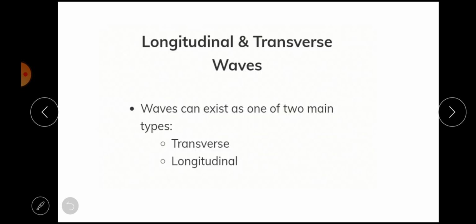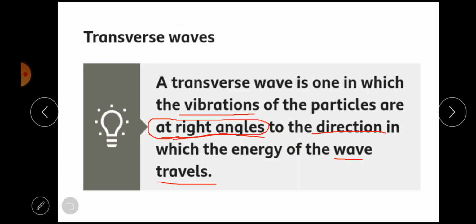Longitudinal and transverse waves. Waves can exist as one of two main types. We have transverse wave and we also have longitudinal wave. So we want to discuss these two types of waves. Let's start with the transverse wave.